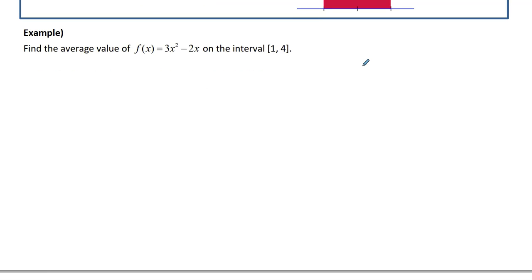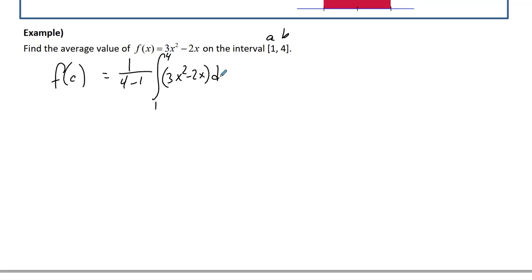So what I want to do is find the average value of this function, 3x squared minus 2x, on the interval from 1 to 4. So I know the average value is that f of c piece. That's equal to 1 over 4 minus 1, where this is a and this is b, times the integral from 1 to 4 of 3x squared minus 2x dx. So I can probably just integrate that right now. Let's integrate it.